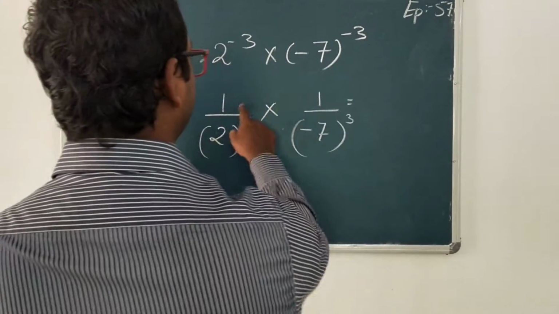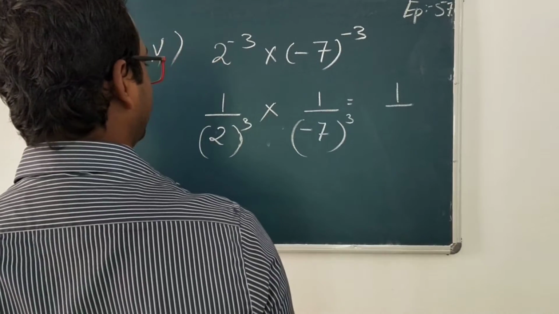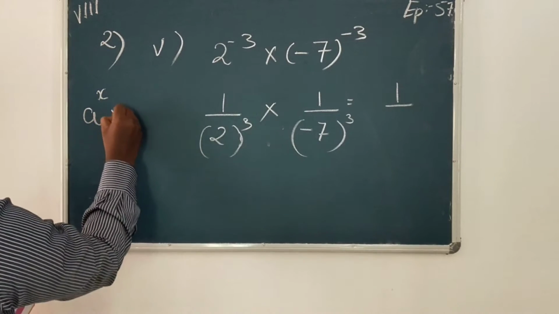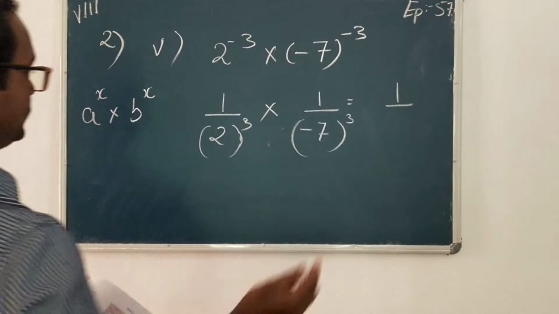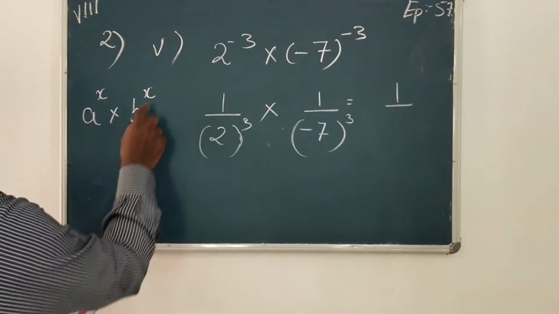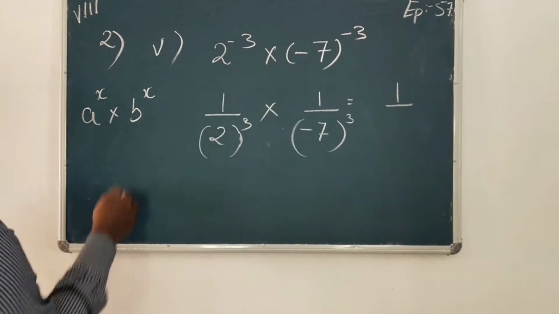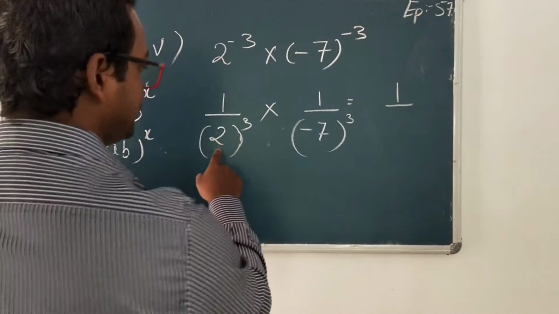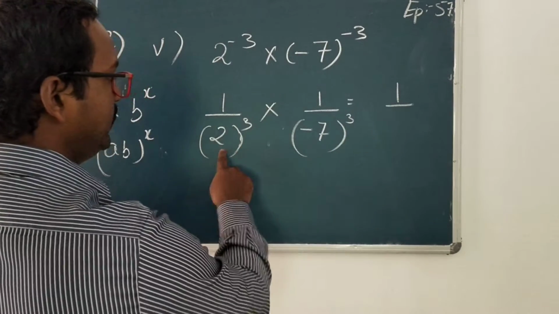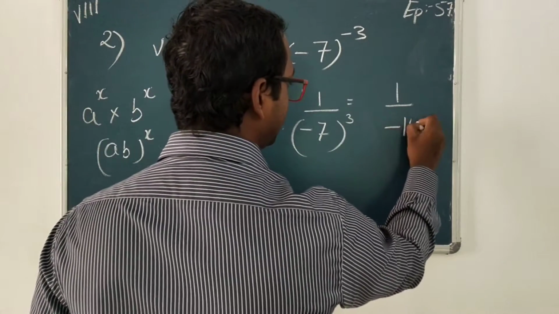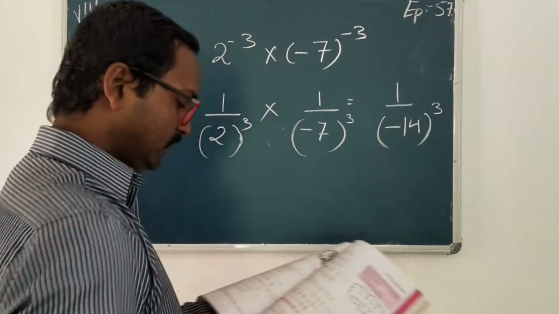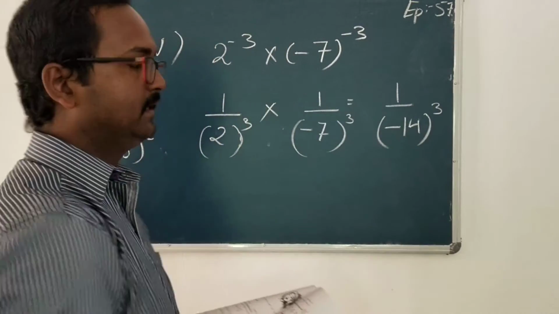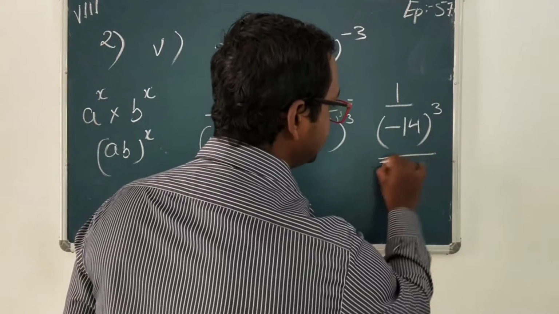See here, 1 into 1 is 1. Which is a power x multiplied by b power x, which means that if the base is different and the power is same, then we can write it as ab power x. So here, the base is different and the power is same. So 2 into minus 7 is minus 14, minus 14 power 3. So the answer is 1 by minus 14 power 3. See here, the power is in positive form now, and this is the answer that we require.